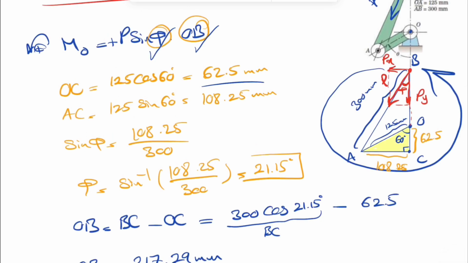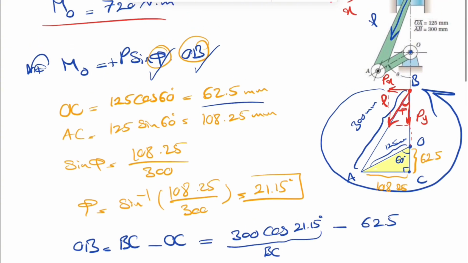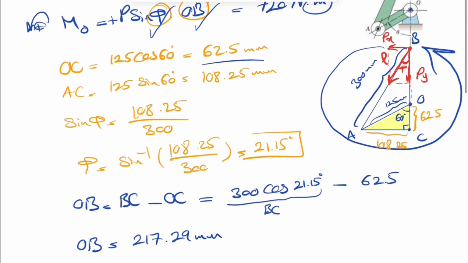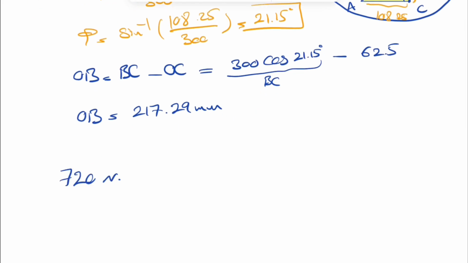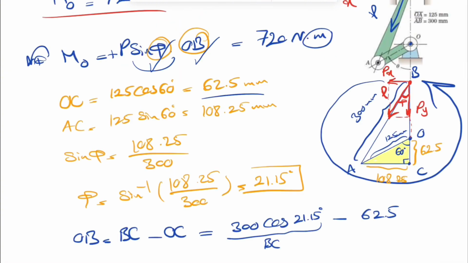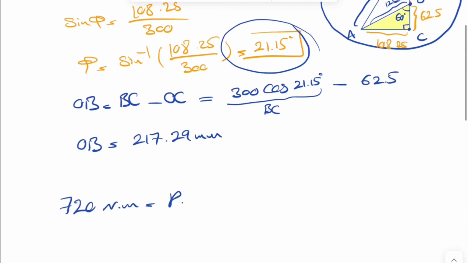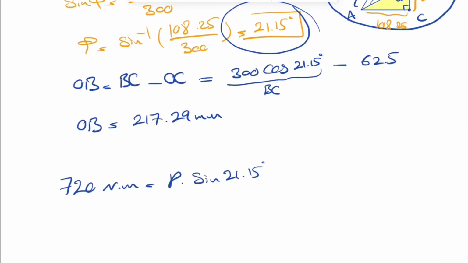And if we get back in here, we have phi, we have our OB, and we know this will be equal to 720 Newton meter. We have to watch for the unit conversion because everything in here is based on millimeter. So 720 Newton meter is equal to P times sine of phi, so sine of 21.15, times OB, which is 270.29 divided by 1,000 in order to get it in meter.